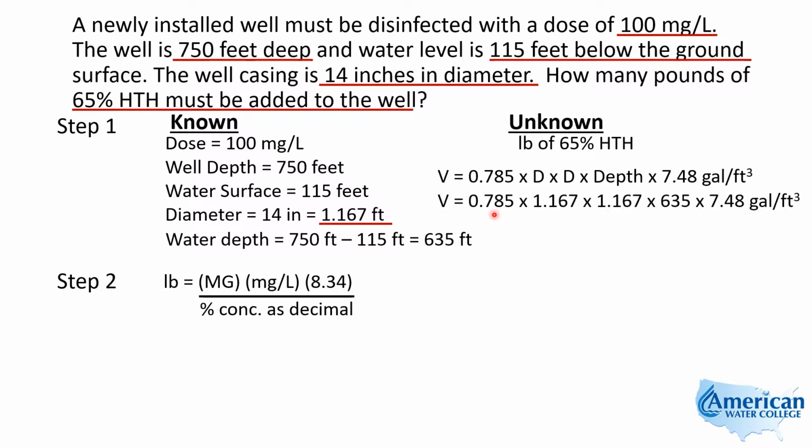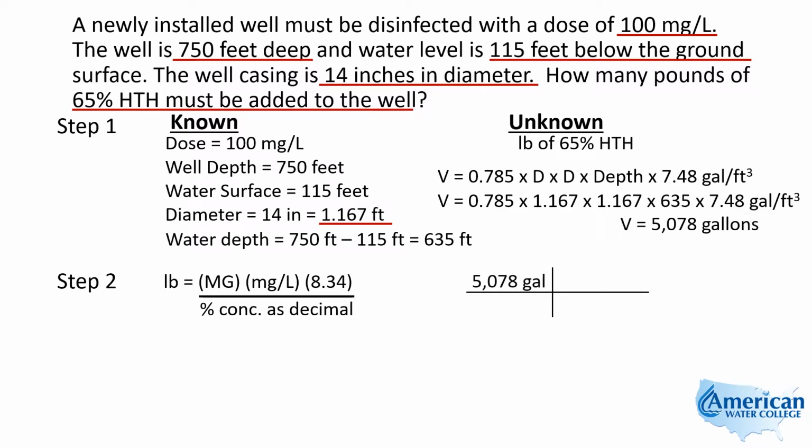So 0.785 times our diameter of 1.167 times our diameter of 1.167 times our depth of water, 635, times 7.48 gallons per cubic foot gives us a volume of 5,078 gallons. Now notice our volume has to be in million gallons. So I'm going to take this 5,078 gallons and convert it to million gallons. Basically I'm going to divide it by 1,000,000 and add a capital M to it. So here's how that looks.